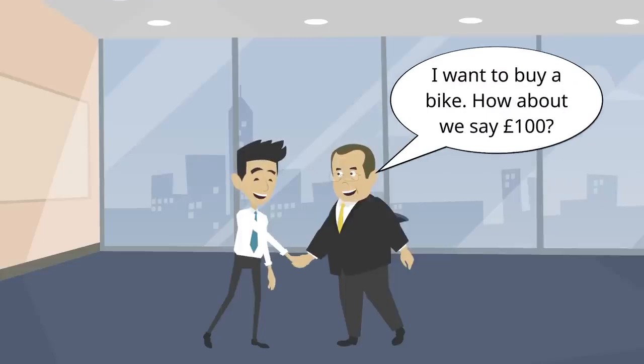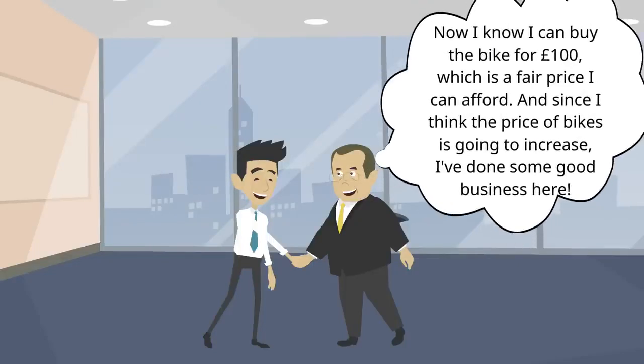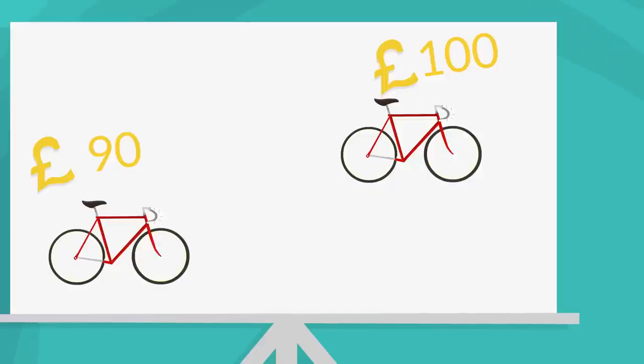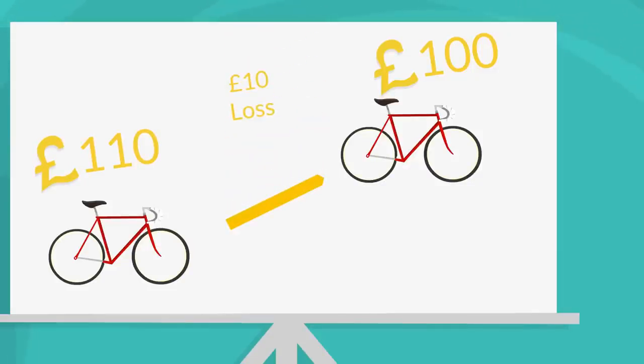I want to buy a bike. How about we say £100? That sounds like a fair deal. Now I know I can buy the bike for £100, which is a fair price I can afford. And since I think the price of bikes is going to increase, I've done some good business here. I'm pretty sure I'm going to be able to pick up a bike for less than £100. Now, if the price of bikes does drop to say £90, you can still sell it for the agreed price of £100 and make a £10 profit. However, if the price of bikes increases to say £110, you have agreed to sell it for £100. That means you will make a £10 loss on the trade.